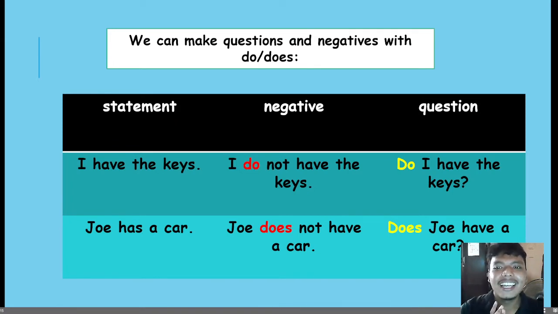Okay. In the negative way you say do not or does not. You put do not or does not after the subject. For example, I do not have the key. Or Joey does not have a car.